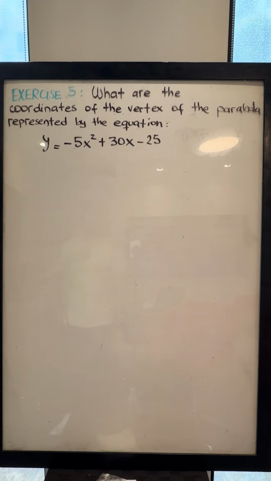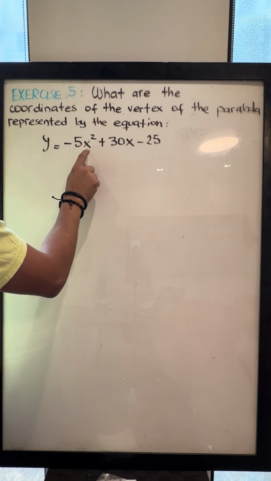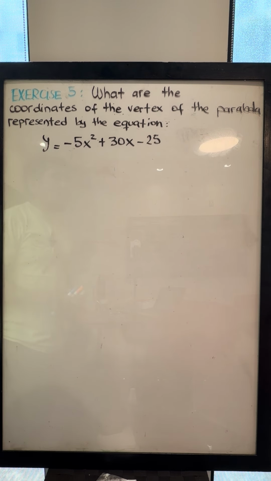All right, guys, so now we are in problem number 5, exercise number 5. And the question says, what are the coordinates of the vertex of the parabola represented by the equation? And this is the equation, y equals negative 5x squared plus 30x minus 25.